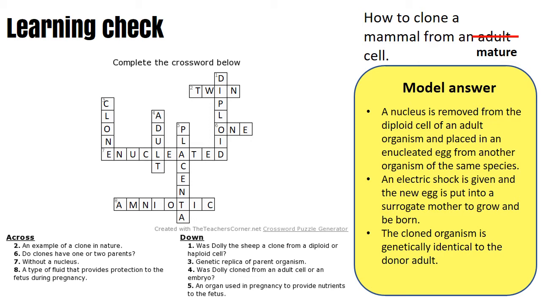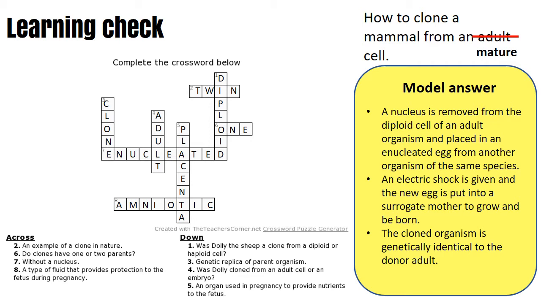Okay, next question, down 3. A genetic replica of a parent organism, so a genetic replica of a parent, is a clone. That should be fairly obvious now. Clones are genetically identical. They have the same DNA. The next question is down 4. Was Dolly cloned from an adult cell or an embryo? Dolly was cloned from an adult cell. That's what made her so special. It was like taking a cell from your mum and making a clone baby of her again, just with a sheep, of course.